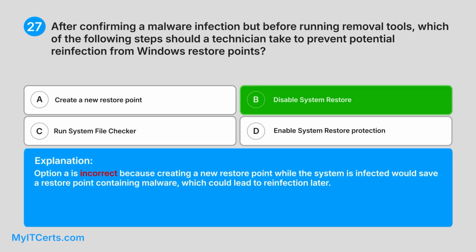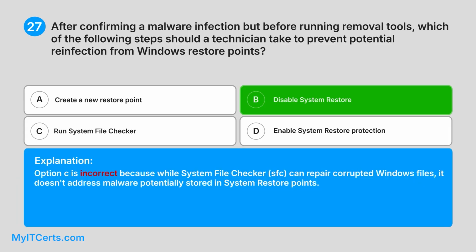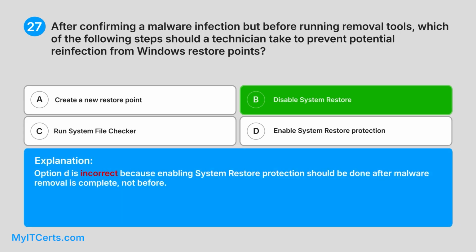Option A, create a new restore point, is incorrect because creating a new restore point while the system is infected would save a restore point containing malware, which could lead to reinfection later. Option C, run system file checker, is incorrect because while system file checker, SFC, can repair corrupted Windows files, it doesn't address malware potentially stored in system restore points. Option D, enable system restore protection, is incorrect because enabling system restore protection should be done after malware removal is complete, not before.